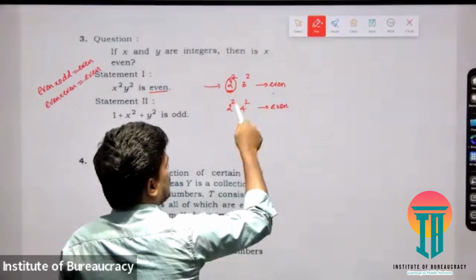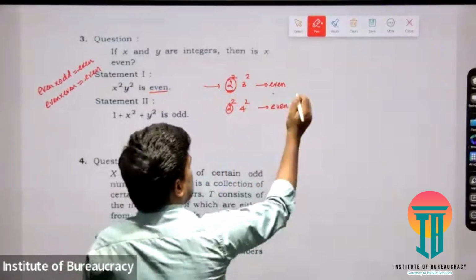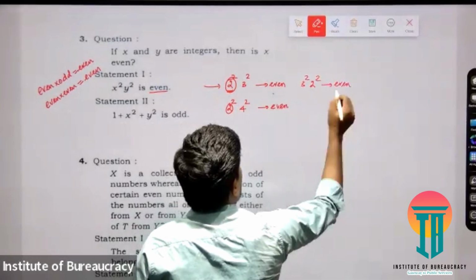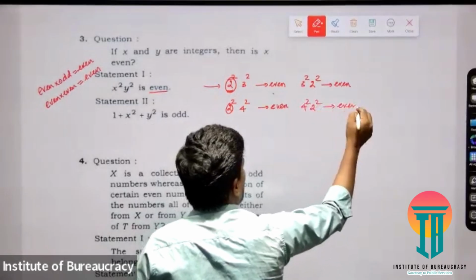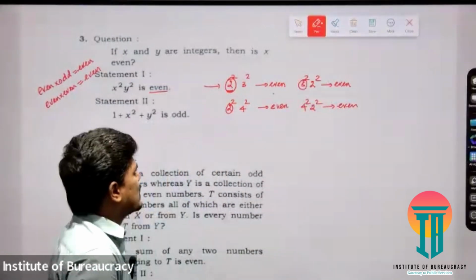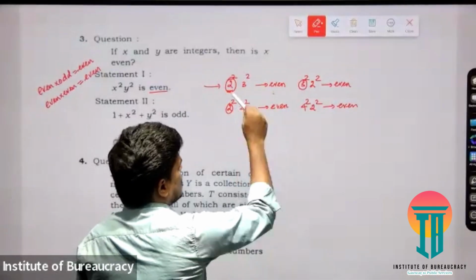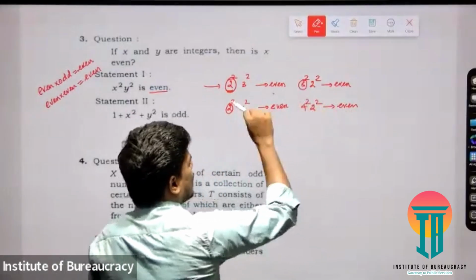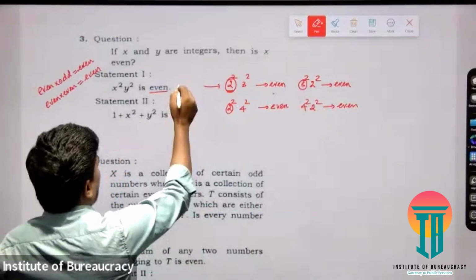2 square, 2 is even. Therefore your x is even. Even if you reverse it, 3 square, 2 square, that time also it is even. 4 square, 2 square, that time also it is even. But here x is an odd number and the answer is even. So certainly you cannot say x is even. Therefore, using the first statement, we cannot answer.